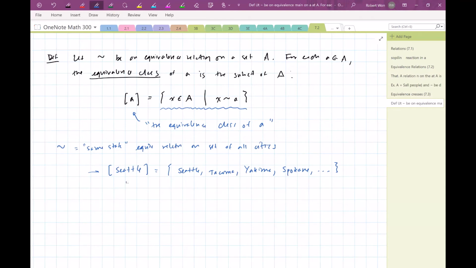You could also call this the equivalence class of Tacoma. These are the same equivalence class. If I look at all the cities that are in the same equivalence class as Tacoma, that's the exact same set as the equivalence class of all cities that are in the same state as Seattle. So this equality is actual equality. Those are the same equivalence class, but Seattle is equivalent to Tacoma. It's not equal to Tacoma.